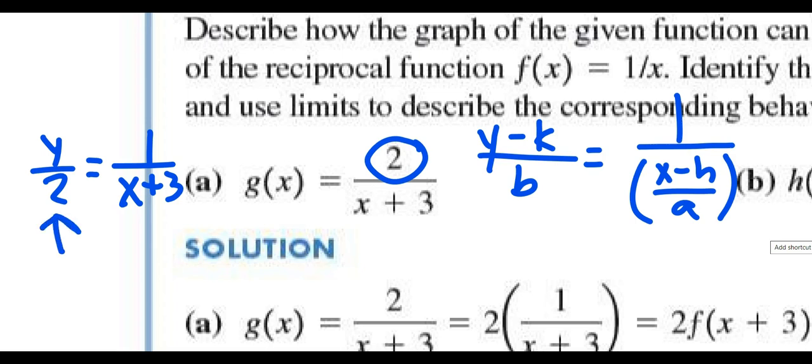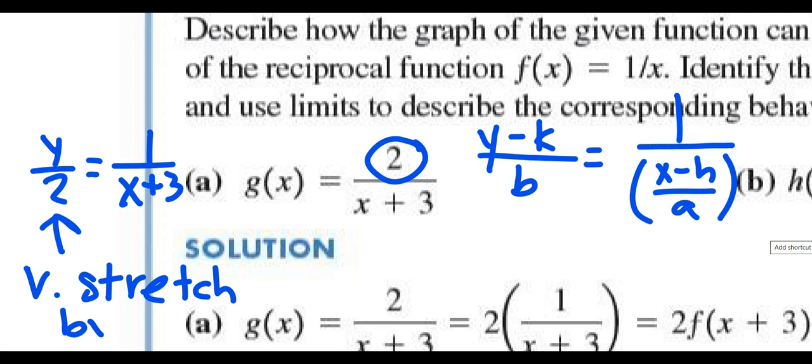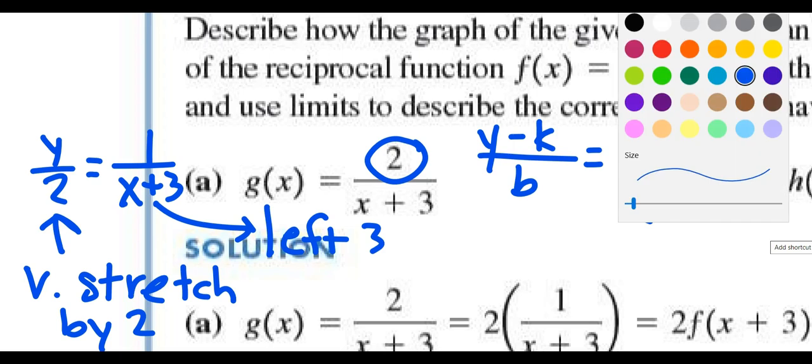What's that thing doing to it? Vertical stretch. And what's this doing? Which way? It's either left or right. It is left 3. Okay.